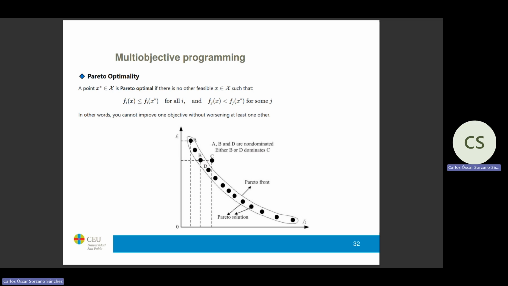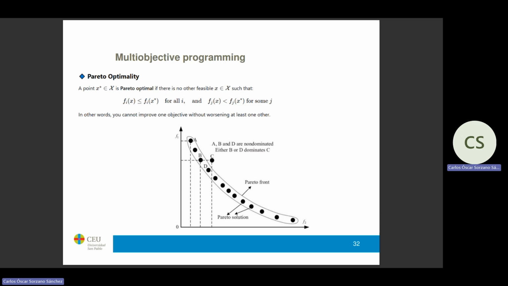A point is in the Pareto optimal front if there is no other feasible point that improves one of the criteria while being better or equal for all the others. That is, it is better or equal for all except for one that you are improving. So all these points fulfill this condition.